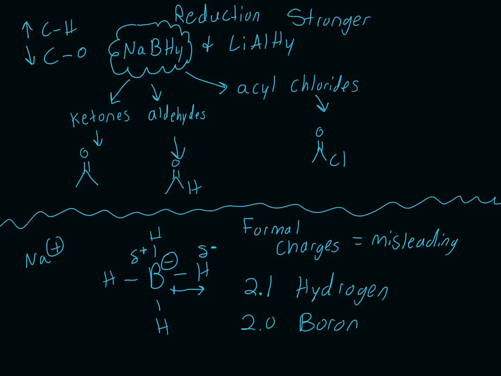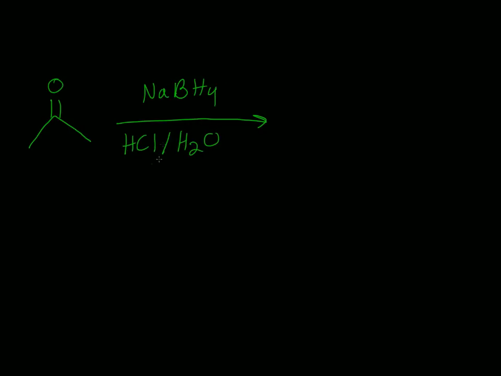Now let's do an example. All right, let's do an example here. So let's just take a ketone and react it with sodium borohydride and aqueous HCl, which is represented by this. And this part is important and it'll make a lot more sense when I go through the mechanism. So the first thing that happens is our hydride is going to attack this carbon, this electrophilic carbon, this big delta plus. This oxygen is delta minus.